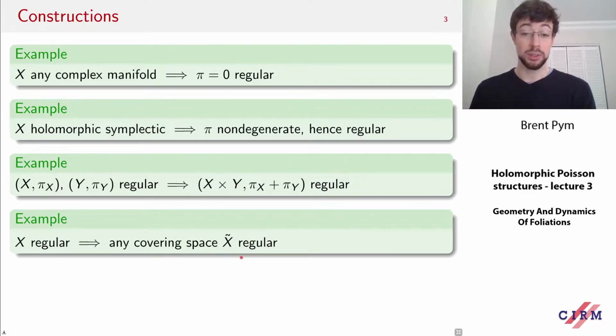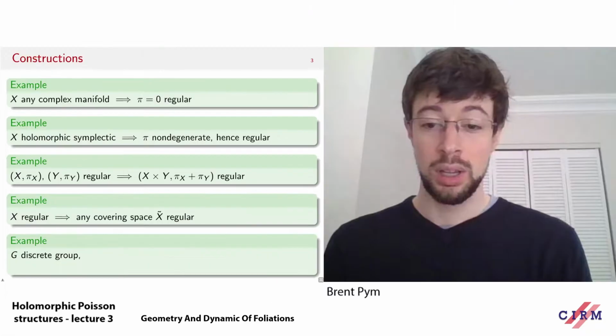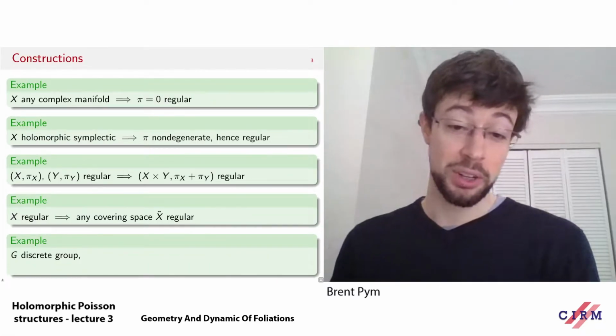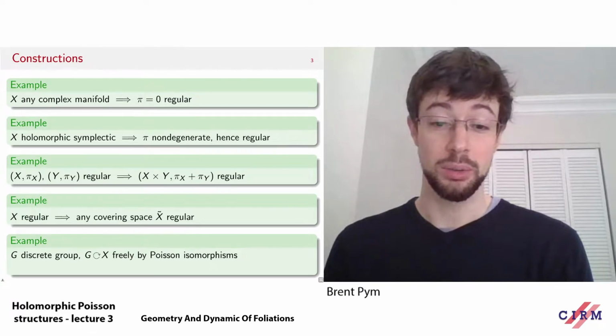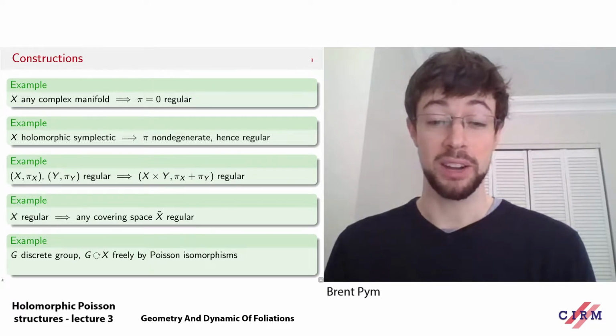so the Poisson structure which you get on the covering will also be a regular Poisson structure. And somewhat going in the opposite direction of the previous example, we could take a discrete group G, which acts on a regular Poisson manifold freely by Poisson isomorphisms.